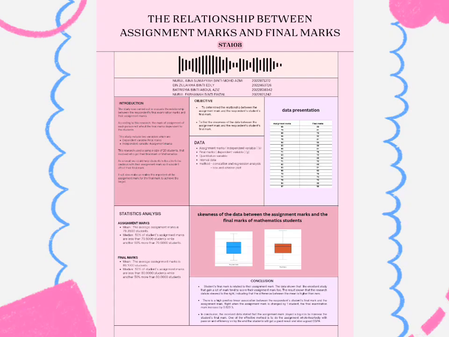This study was carried out to evaluate the relationship between the respondents' final examination marks and their assignment marks. According to this research, the assignment mark of each person will affect the final marks of the students. This study includes two variables: the dependent variable is the final marks and the assignment marks are the independent variable. This research used a sample size of 20 students who received their final mark in mathematics.